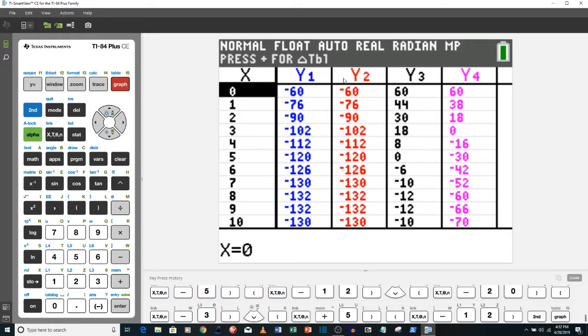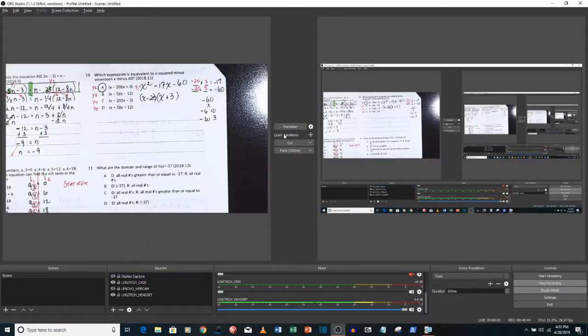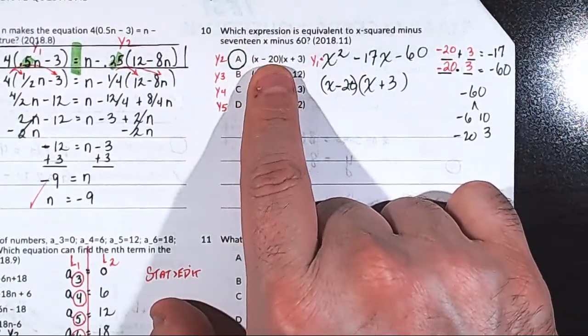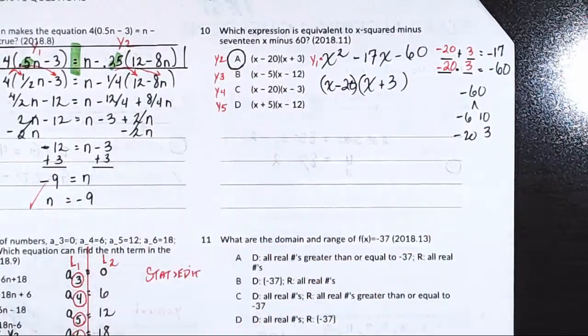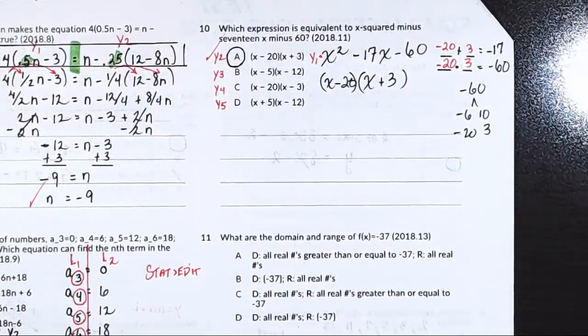And what we see is that Y1 and Y2 match completely. So whatever Y2 represented, which was x minus 20 and x plus 3, that's the answer. So we'll flip back to our work surface just to double check. And we see that x minus 20 and x plus 3 is answer choice A, which matches Y2. And that's how we know that number 10 is A. Okay.